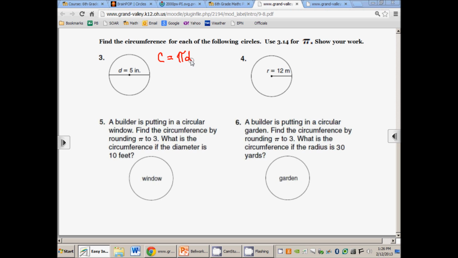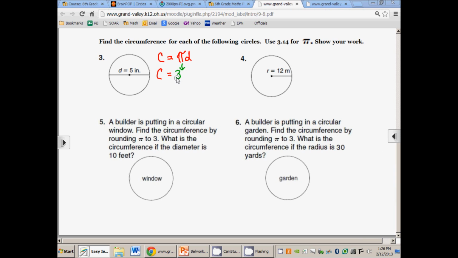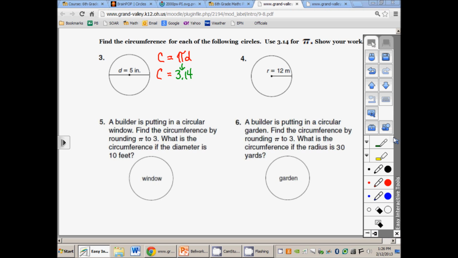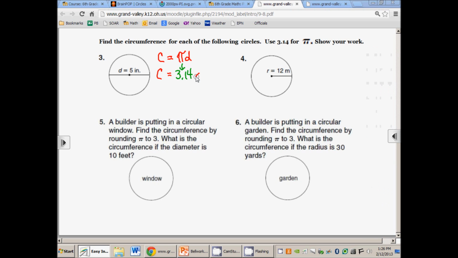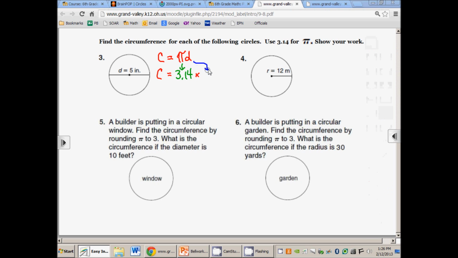Circumference equals pi times the diameter. And what's nice then is we're filling in what we know. Okay? Do we know what pi equals? 3.14. So you substitute in 3.14 for pi. Do we know the diameter in this circle? It's 5 inches. So like algebra, we substitute in the values we know to find what we're looking for, which is the circumference.